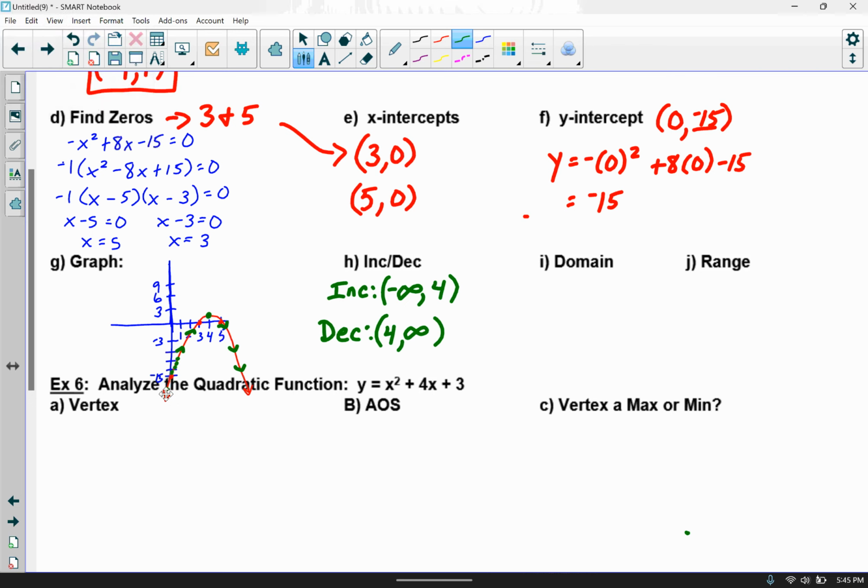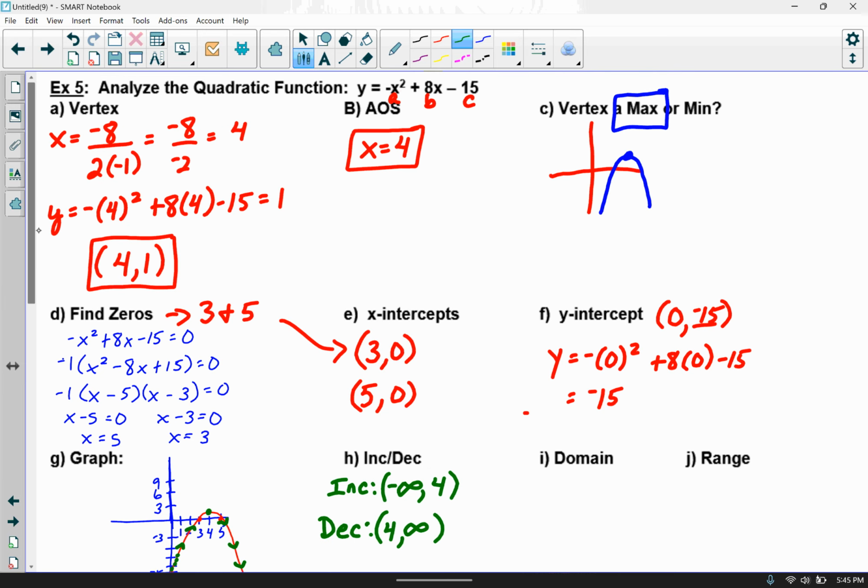All right, for your domain, remember you're looking at your graph from left to right, and this graph is going down into the left forever and down into the right forever, so it's going left and right forever. You can also go back and look at the function itself and ask yourself those same domain questions. Is there a letter in the denominator? No. Is there an even root? No. Your answer is no to both of those questions. Domain, negative infinity to positive infinity.